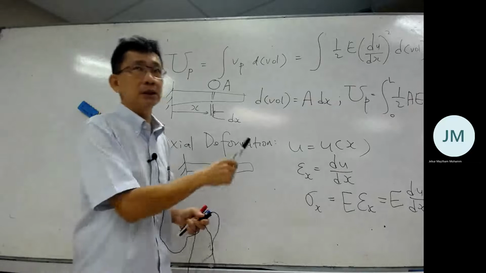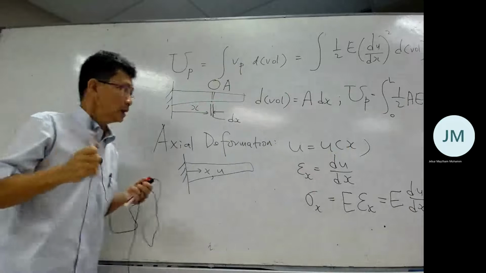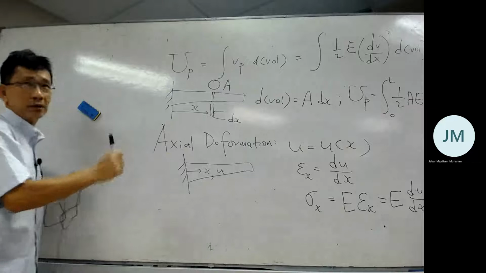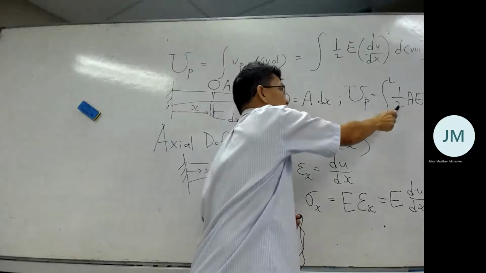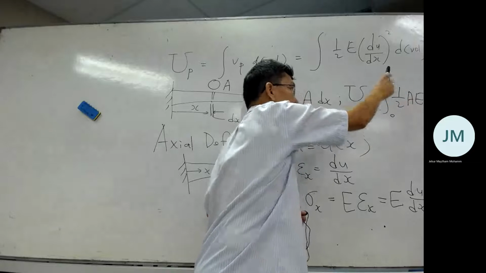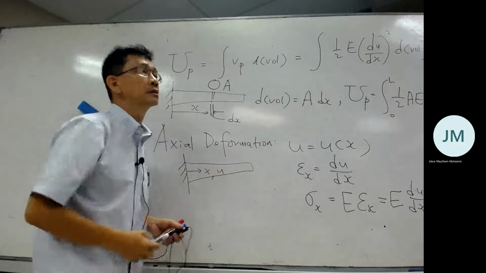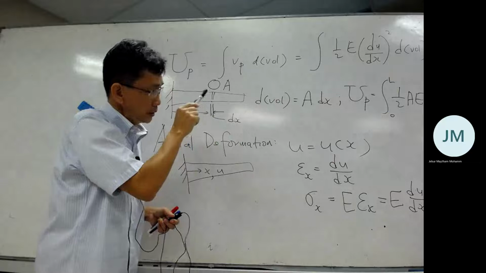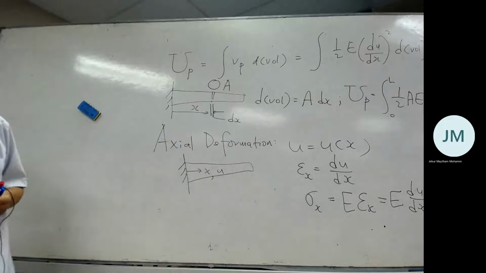So class, these are the equations that you need to remember. If there is a bar subjected to axial force, then it has axial deformations, and you need to use these equations: half AE (du/dx) squared dx. U is the displacement, A is the cross-sectional area, which can change, and E is the elastic modulus, which also can change.